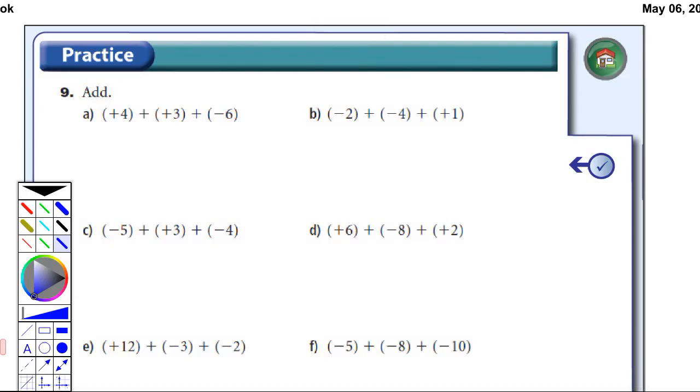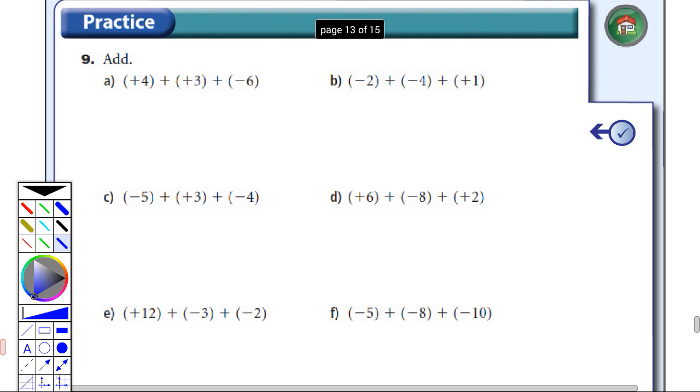Okay, so that was question number 11, a bit out of order. We have question number 9 now. We're going to remember our two rules. I'm going to write them up here. Plus plus turns into a plus. Plus minus turns into a minus. I'm going to keep that on the side.